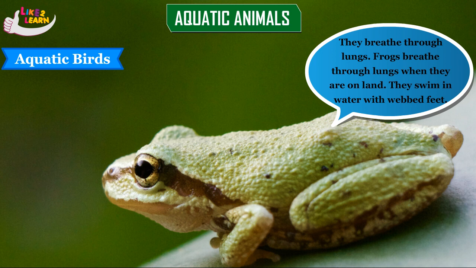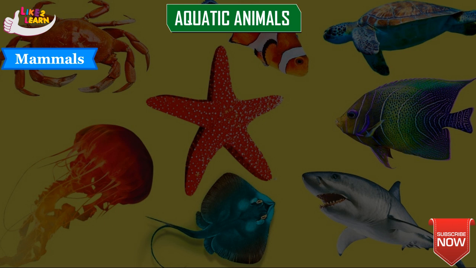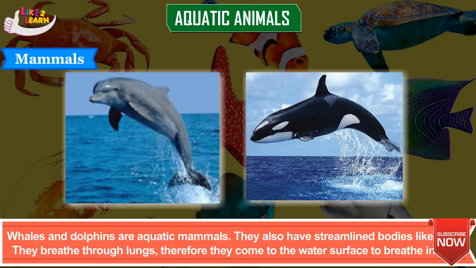Mammals. Whales and dolphins are aquatic mammals. They also have streamlined bodies like fish. They breathe through lungs, therefore they come to the water surface to breathe in air.